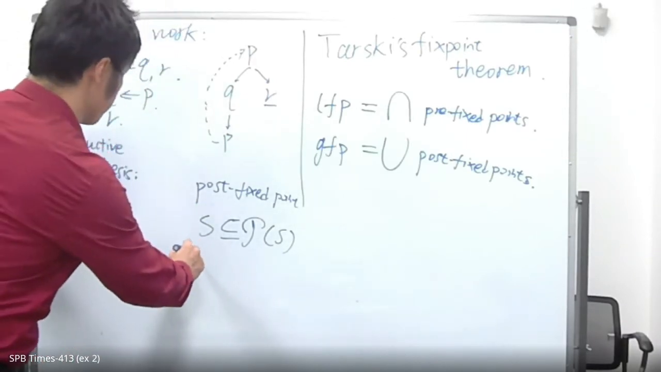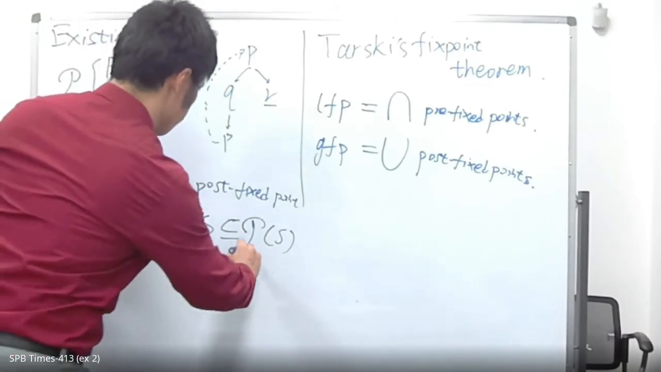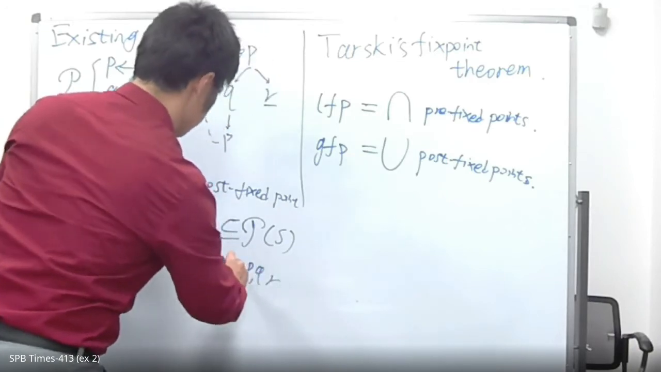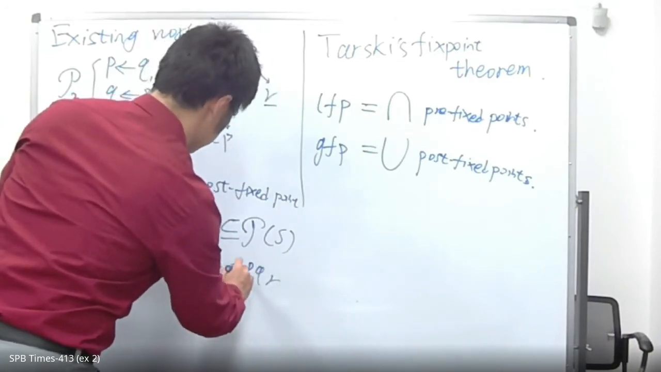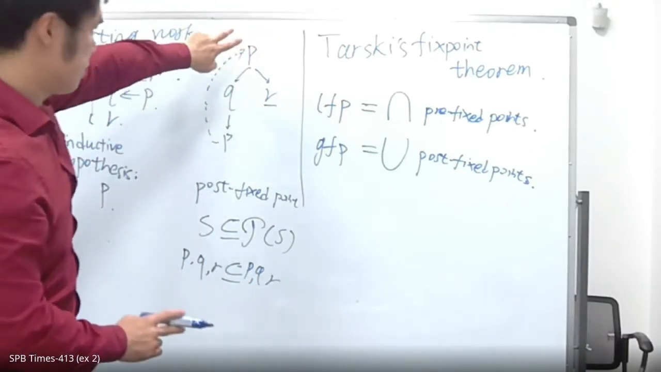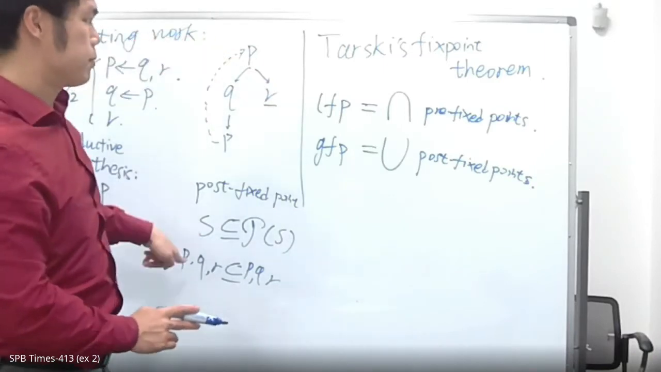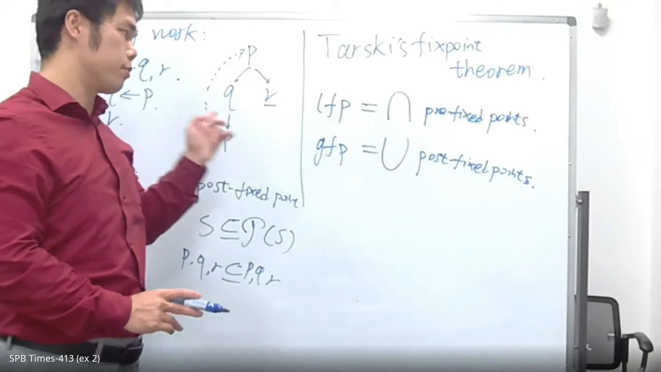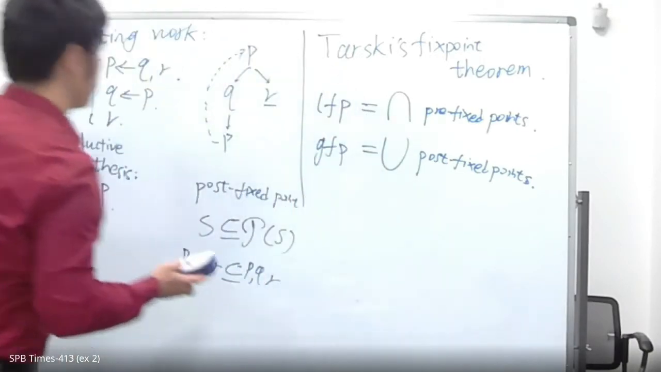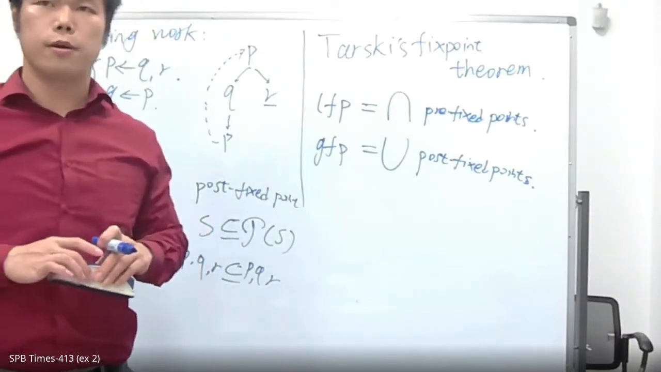If this original set contains P, Q, R, and we apply the operator to it, it also contains P, Q, R, and actually this satisfies the subset equal relation. Therefore, the set containing all the nodes is a post-fixed point, and this P is in this post-fixed point. Therefore, it is in the greatest fixed point. Is this still understandable?